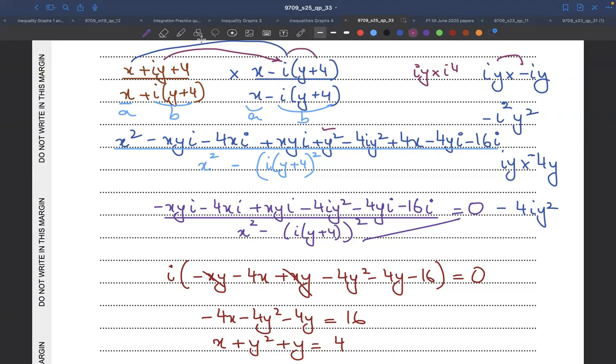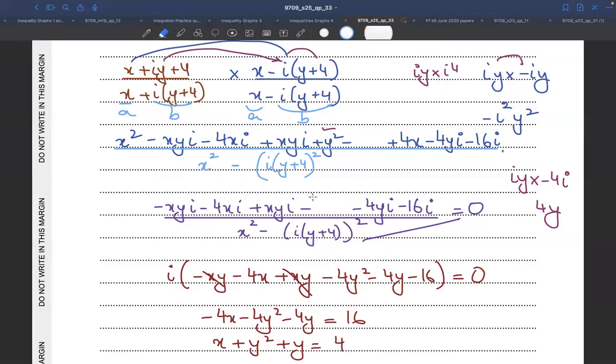So this is where I made a mistake with the expansion. This should not have been 4 iota y squared. We are not getting any term as 4 iota y squared. So iota y into 4 iota, basically, this is iota y into minus 4 iota. Iota square is minus 1. So this would have been a plus 4y only. This should have been a plus 4y.